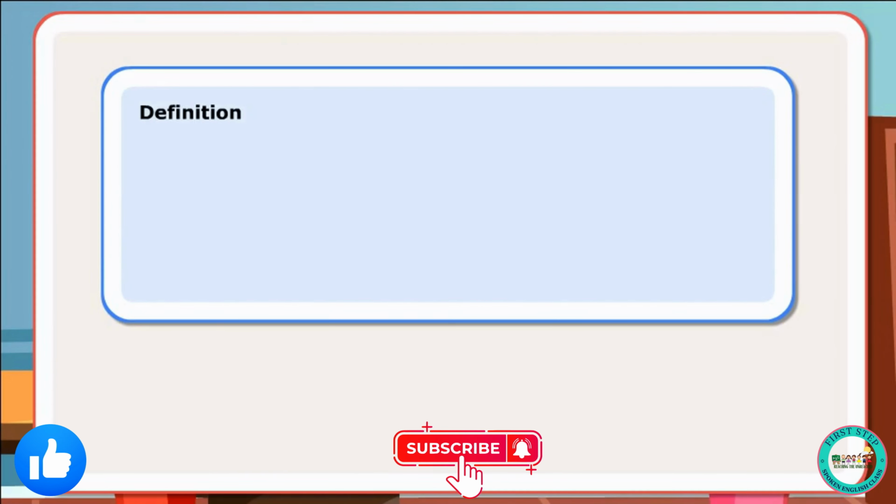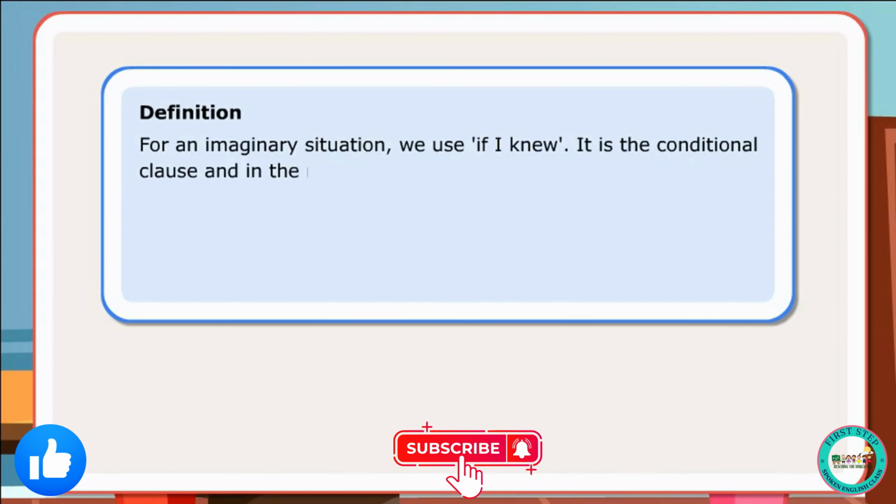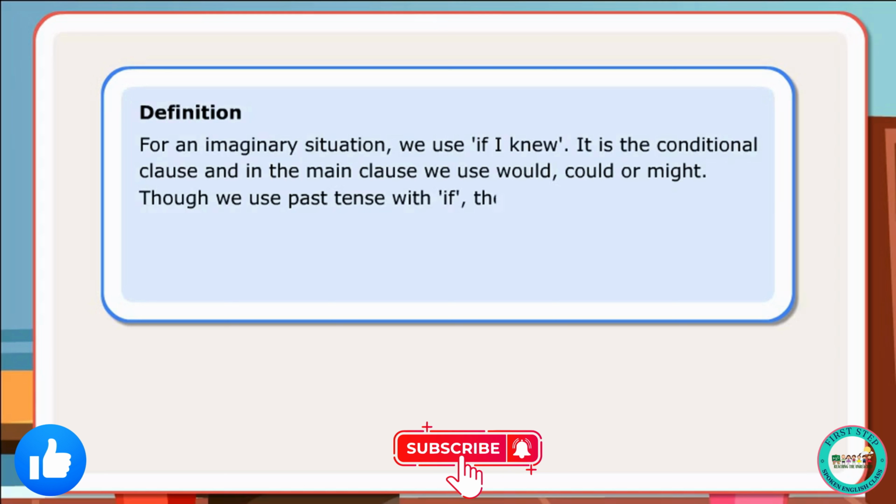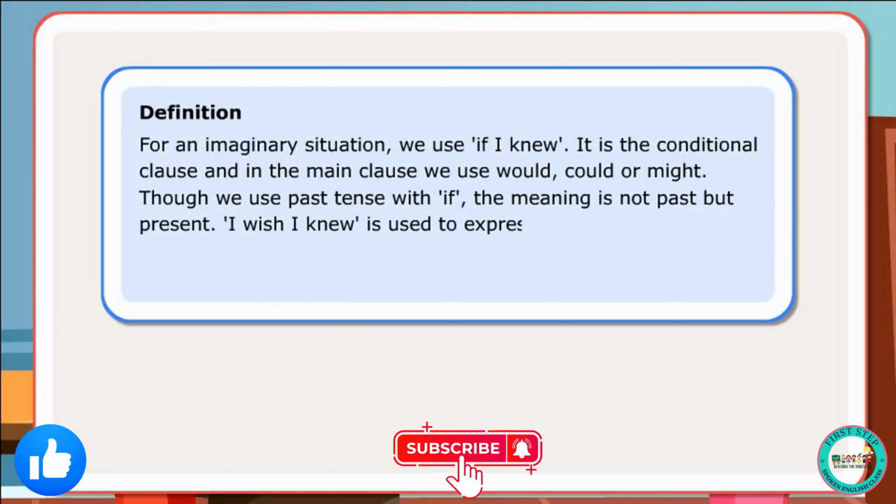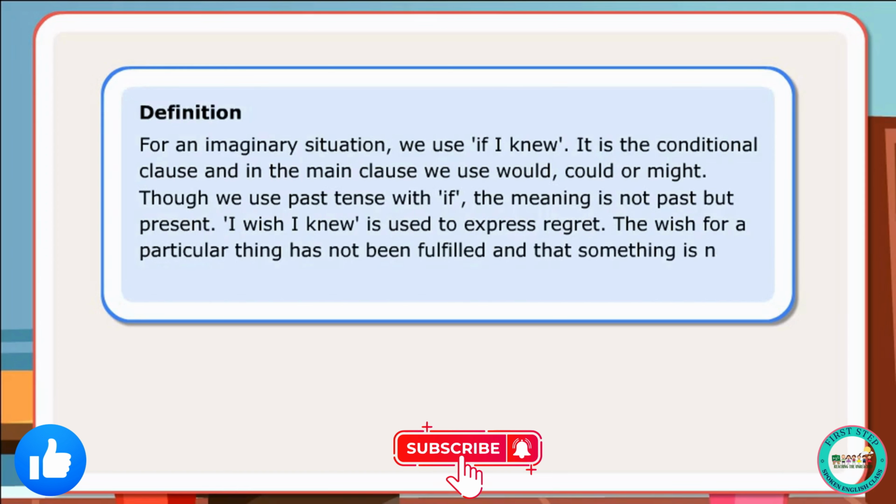Definition. For an imaginary situation, we use "if I knew." It is the conditional clause, and in the main clause, we use would, could, or might. Though we use past tense with "if," the meaning is not past but present. "I wish I knew" is used to express regret. The wish for a particular thing has not been fulfilled, and that something is not as per our wish or as we want it. Let us look at a few sentences.